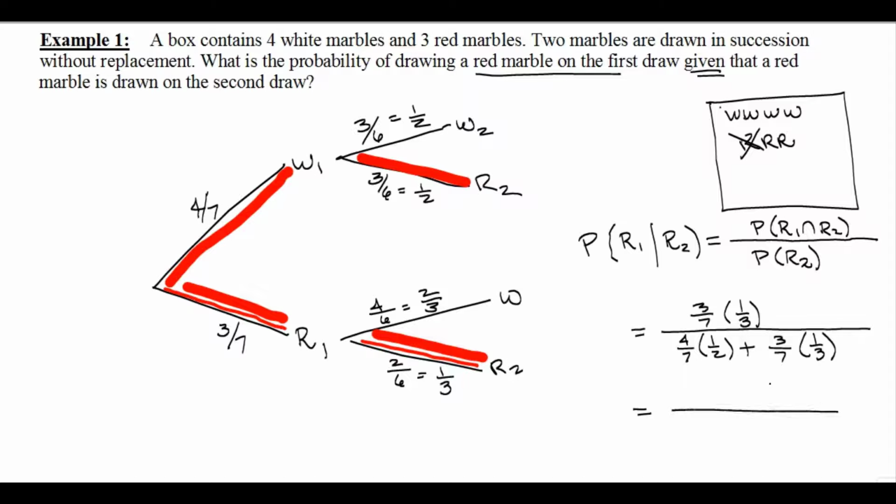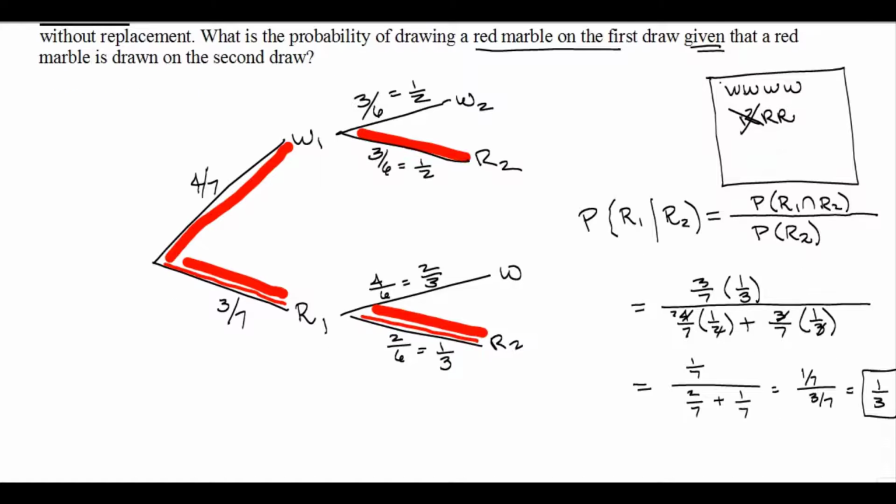Now we simplify. This will be 1 seventh over 2 sevenths plus 1 seventh, which is equal to 1 seventh over 3 sevenths, which is 1 third. And that is the probability that we're being asked for.